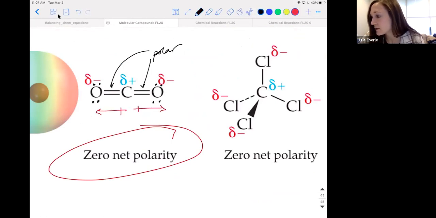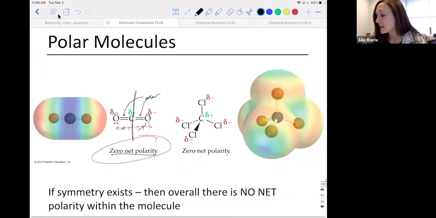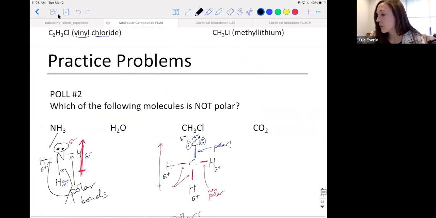And you see how there's symmetry right here in the middle? Draw a plane of symmetry. And so both of these dipoles, because they're pointing opposite ways, they cancel out. And because there's symmetry, even though you have polar bonds and lone pairs, the dipoles cancel, so this is a zero net polarity, non-polar molecule overall. So the correct answer here should have just been that CO2 is a non-polar molecule.